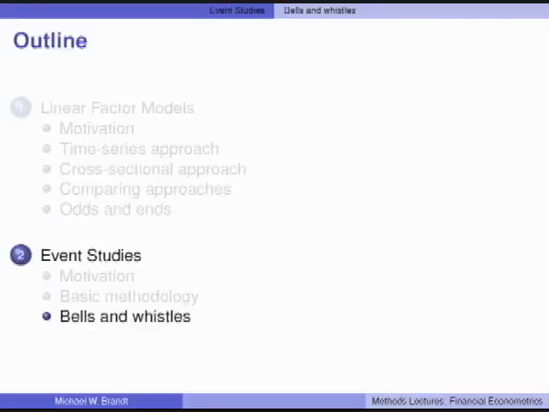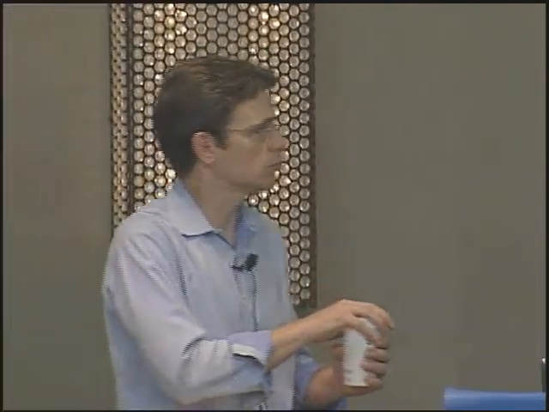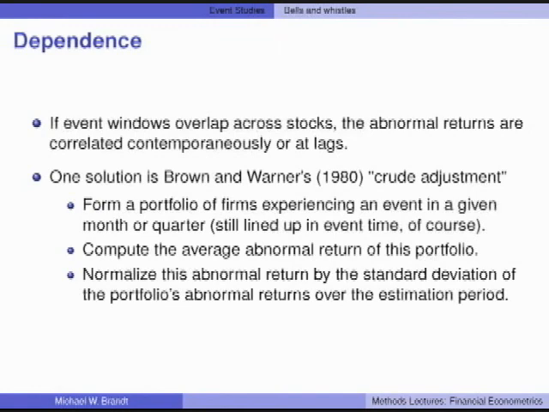But there's lots of bells and whistles that people have talked about as they have over time documented and discussed the various shortcomings of this procedure, which are worthwhile reviewing and at least touching on. So the first is dependence, and this is really the biggest one of them all, and that is that if event windows overlap, then abnormal returns are correlated either contemporaneously if two firms happen to have abnormal returns on the same date, perhaps, or at a lag.